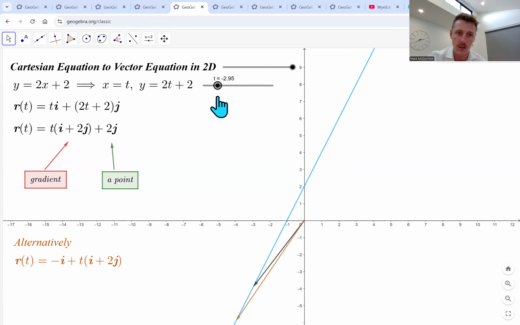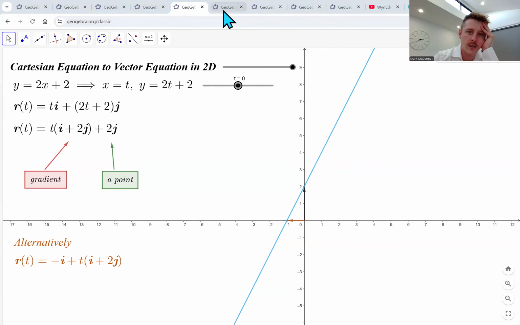The vector equations are different, just based on the point that I picked for what the vector starts at when t is 0. But other than that, it still traces out the line 2x plus 2. So you have options, I suppose. In fact, I think there's infinitely many options when you make this parameterization to go from a Cartesian equation to a vector equation. Okay, so hopefully that's interesting.